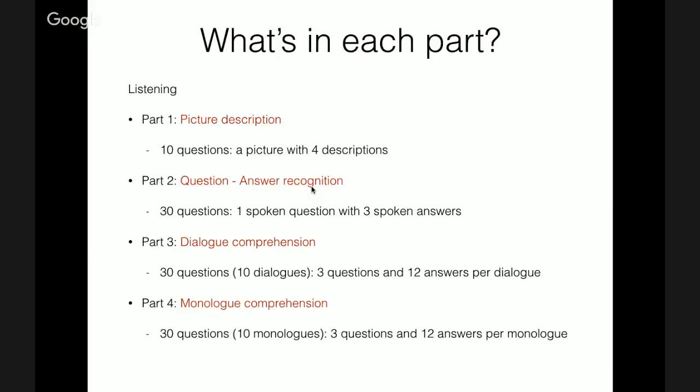Part 4 is the same, only that there's monologue as opposed to dialogue. So that means 1 person is speaking. That's a radio announcement. That's a presentation. That's a telephone message, something like that. There's 1 person speaking, and it's the same, 3 questions per monologue, 12 answers within that monologue. So 4 answers per question, as usual.